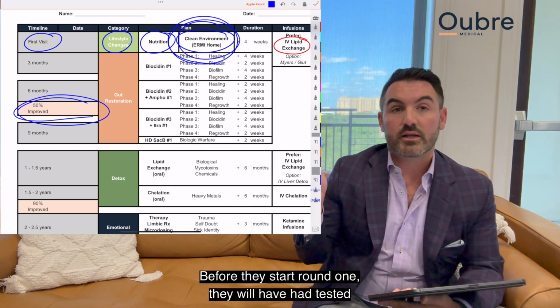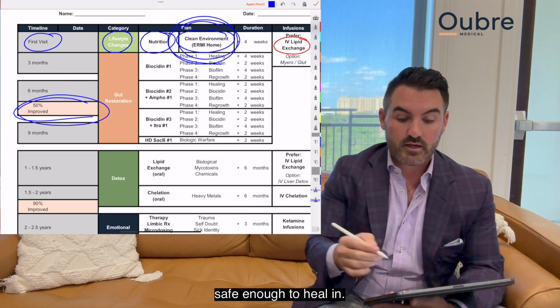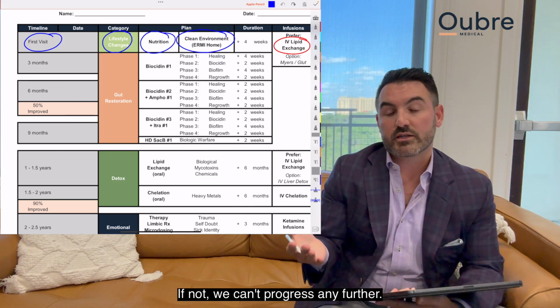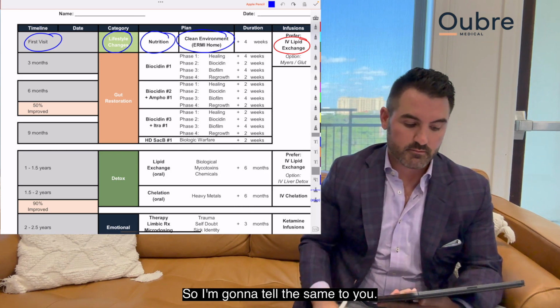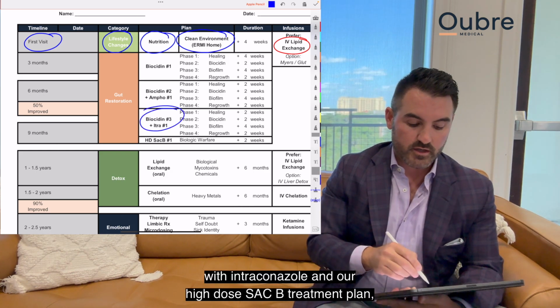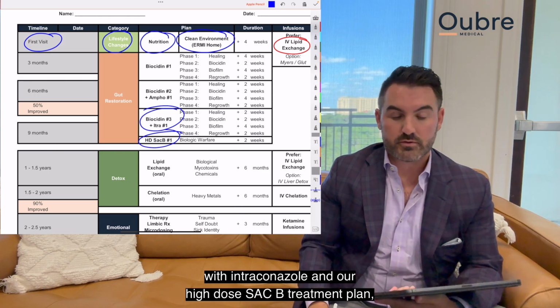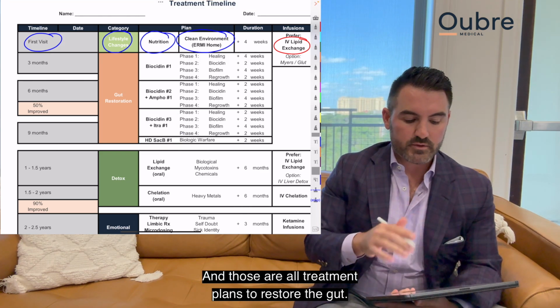Before they start round 1, they will have tested and proved that their home is at least safe enough to heal in. If not, we can't progress any further. It's a waste of their time. It's a waste of their resources. So I'm going to tell the same to you. You'll see there's other gut rounds that we always take our patients through, the Biocidin with itraconazole and our high-dose SAC-B treatment plan, which is Saccharomyces boulardii. Those are all treatment plans to restore the gut.